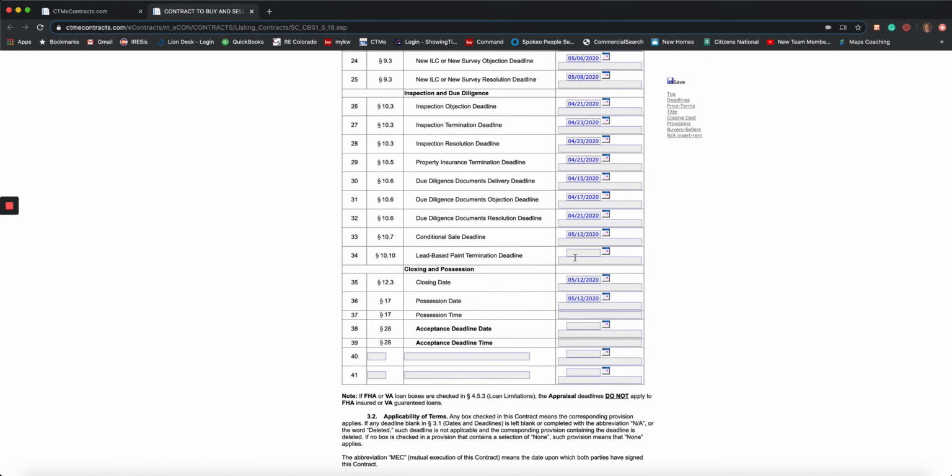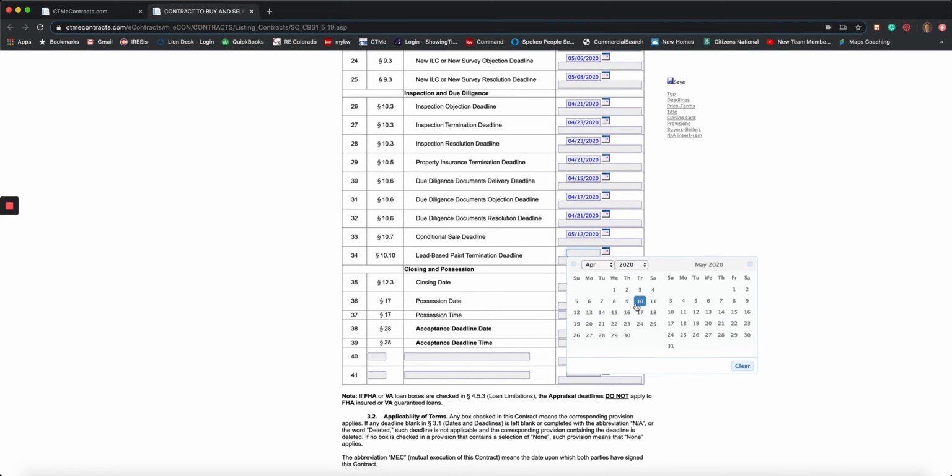And there's a date we skipped here, Lead-Based Paint termination deadline. So again, educating your buyers, you might not ever have to exercise this termination deadline. But what I do like to see is this deadline be somewhere along the lines of a couple of days after the Lead-Based Paint disclosure delivery deadline.